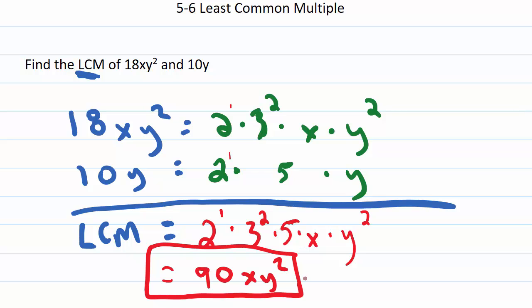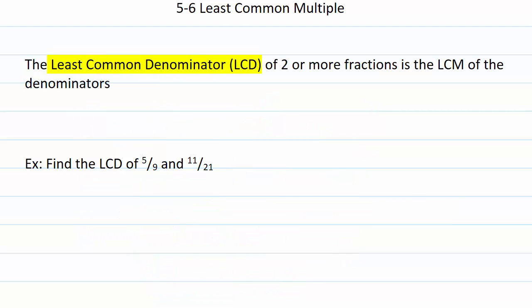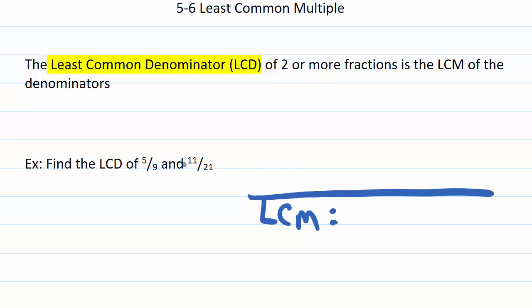Let's do one more thing, and it'll sort of springboard us into what happens when we add and subtract fractions that don't have common denominators. A definition: the least common denominator, the lowest common denominator, LCD, of 2 or more fractions is the LCM, the least common multiple, of the denominators. So if we were asked to find the LCD of 5/9 and 11/21, what do you think we do? That's right, we need to first find the LCM, because the LCD is the lowest common multiple of the denominators, 9 and 21.